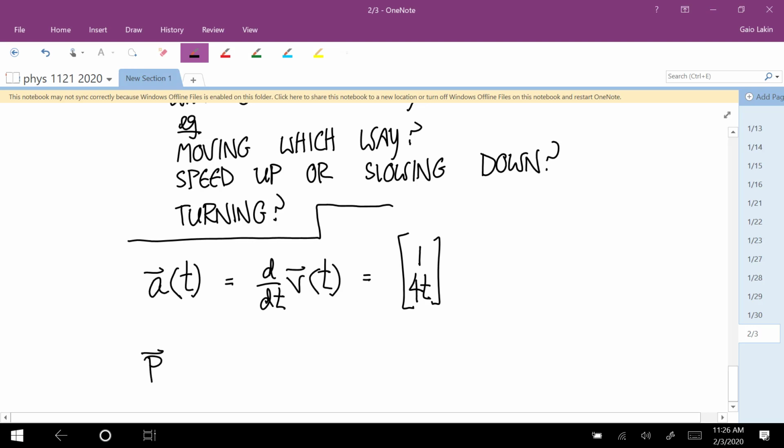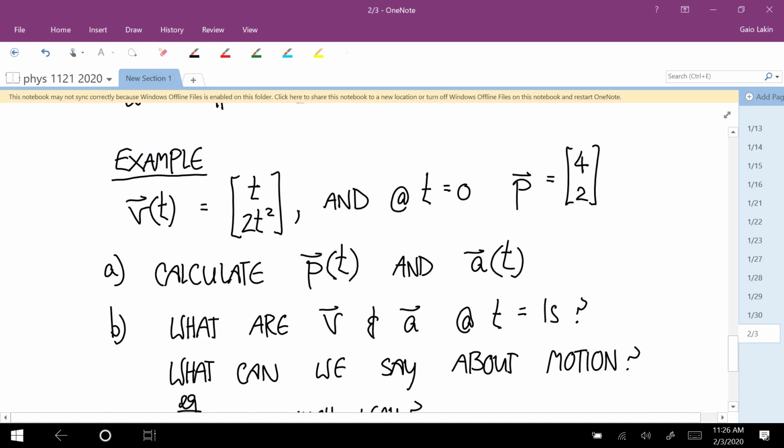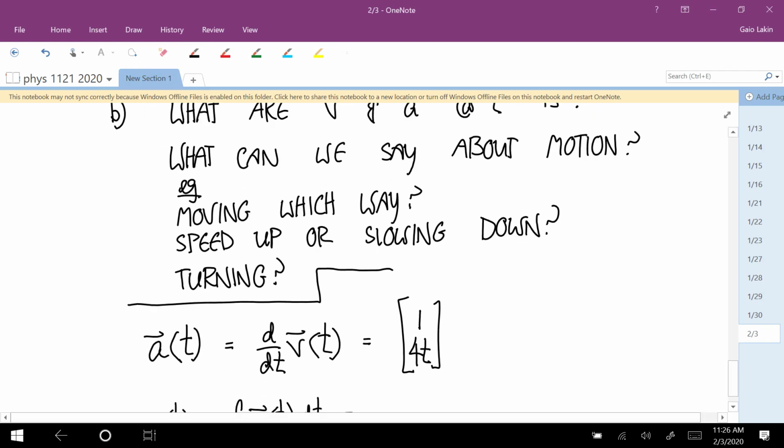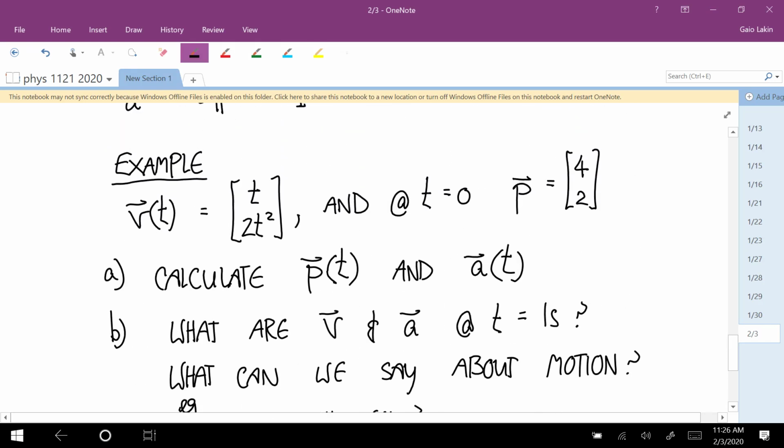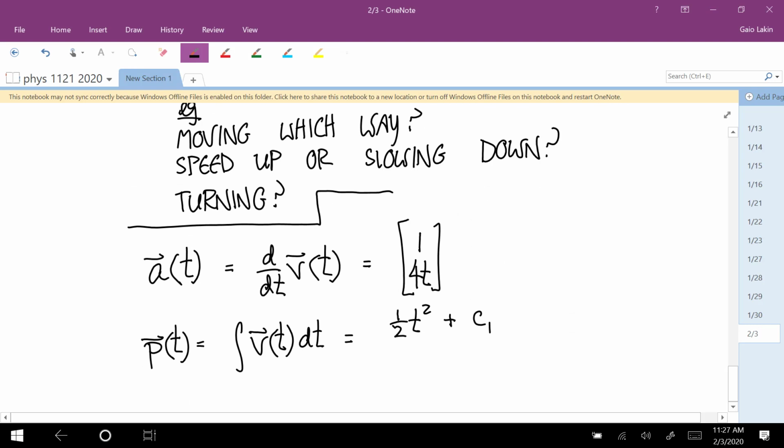What about the position? So that one we have to integrate with respect to time. So if we integrate t with respect to time, we get 1/2 t squared. And then you also have the constant of integration, so I'll call this C1. And for the y component, we'll integrate this. And so you get 2/3 t cubed, plus a constant of integration that doesn't have anything to do with that one, so we'll call it C2.